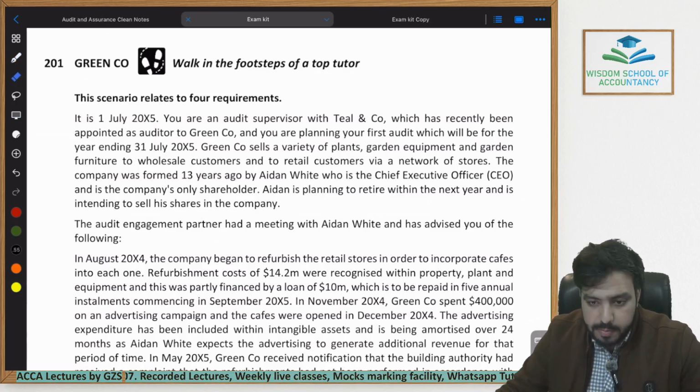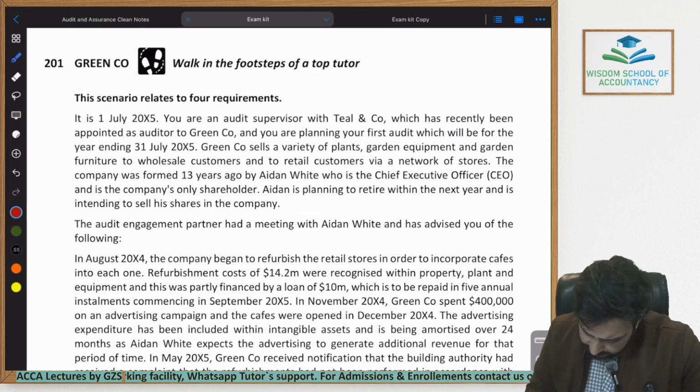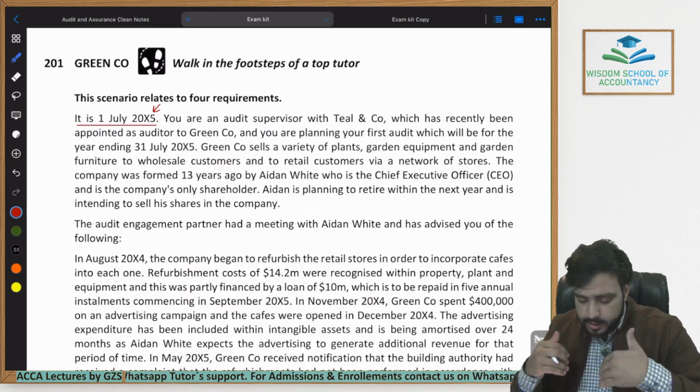Give me a second. Let me pull out my highlighter. So leave the highlighter for now, but just read this. It is 1st of July 2015. This date is very important to you because this tells you what is the date today, because you need to know what is the date today.